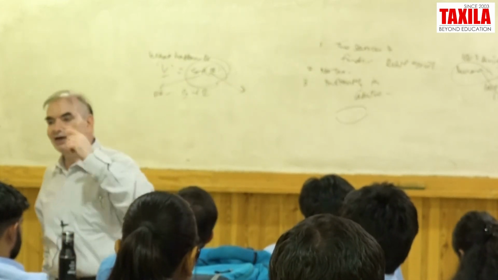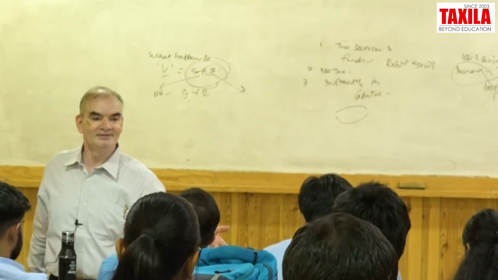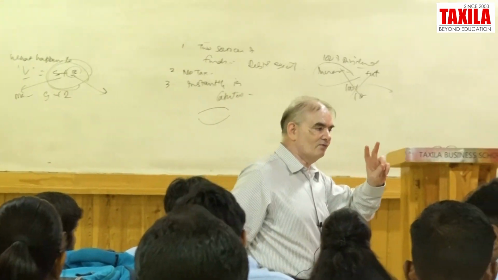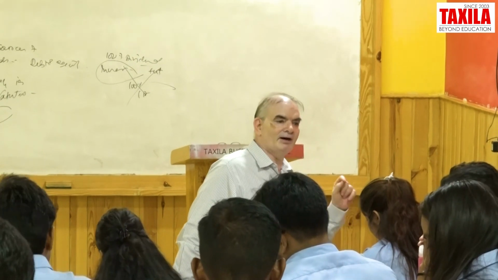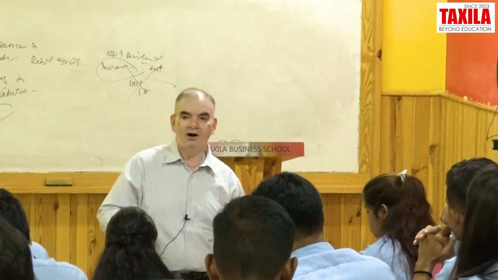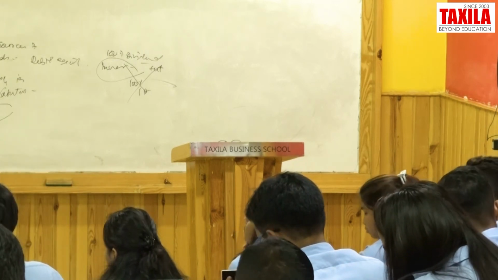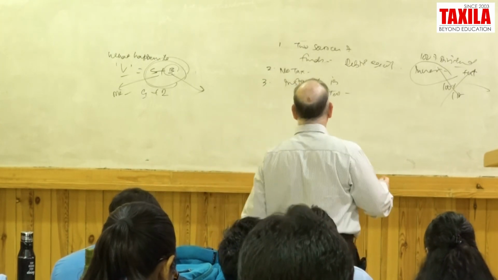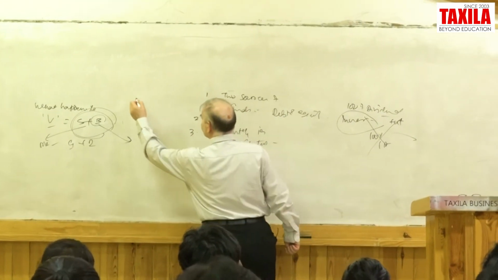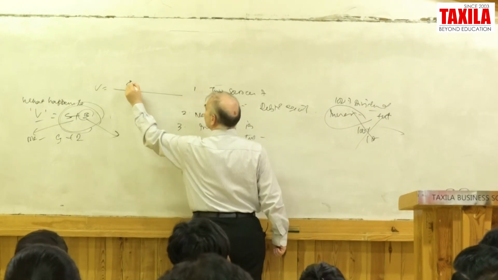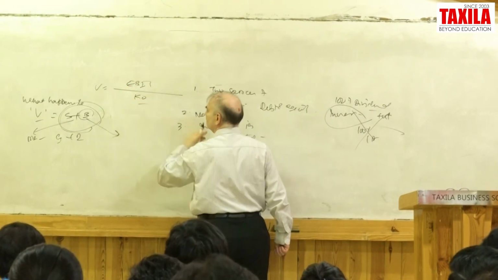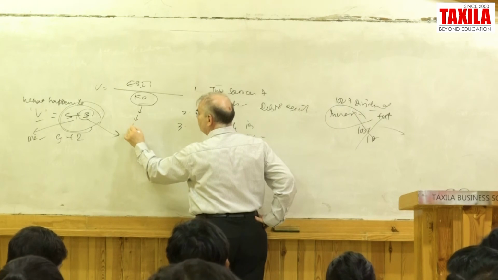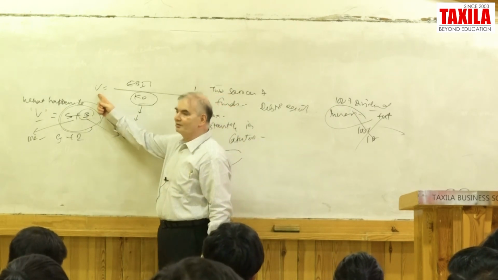So if I divide EBIT by KO, the outcome is value of the firm. What is V? V is the sum of market value of debentures and market value of equity, S plus B. Or the other way is, if I divide EBIT by KO, the outcome is value of the firm. Now, suppose this is the equation, value of the firm is equivalent to EBIT upon KO.